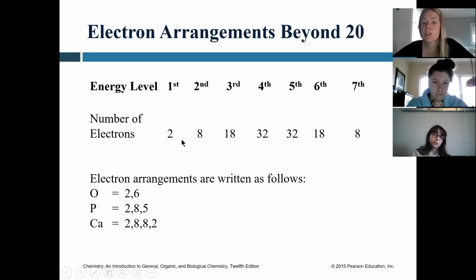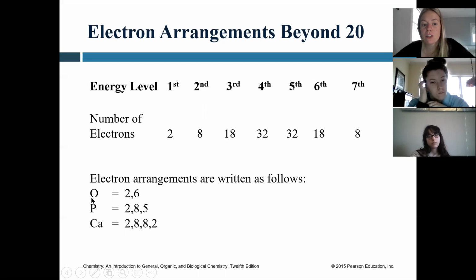So the first energy level is 2, the second is 8, the third is 18. Why is it 18? Because it's including some of the transition metals. The fourth is 32, the fifth is 32. Again, why are those so large? It's because they're including the lanthanides as well, or they're including F orbitals, which we're not going to get into for this class. Just know the filling orders.